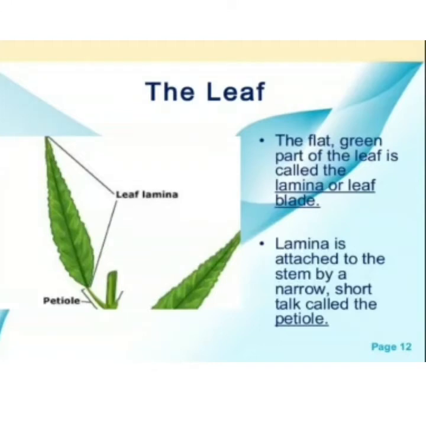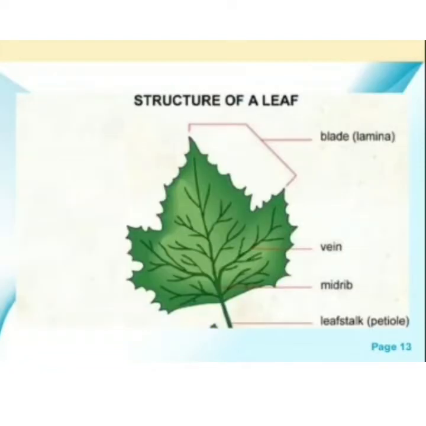Now, the flat green portion of the leaf is called what? It is called lamina or leaf blade, and this leaf blade, this lamina, is attached to the stem by a narrow short stalk that is called the petiole. Understand? Now let's see with the help of a diagram.